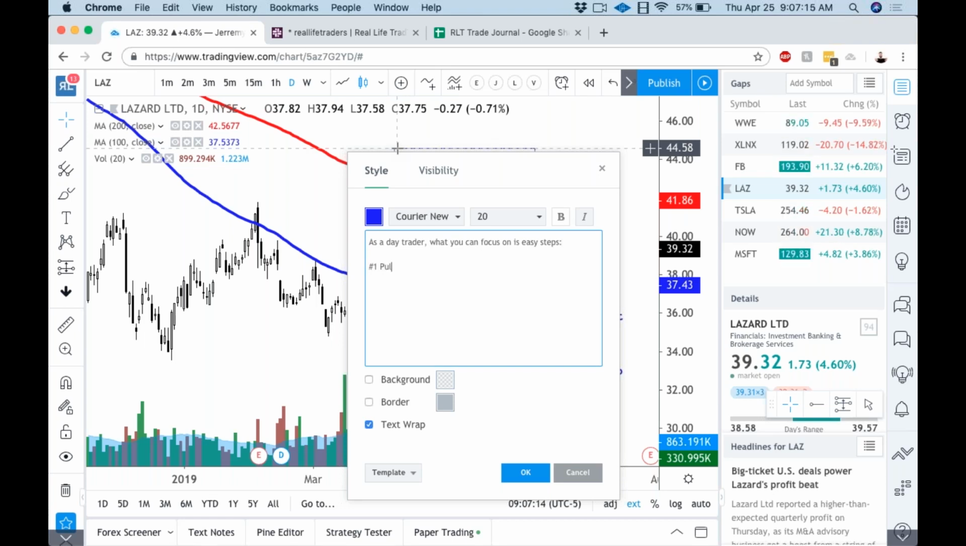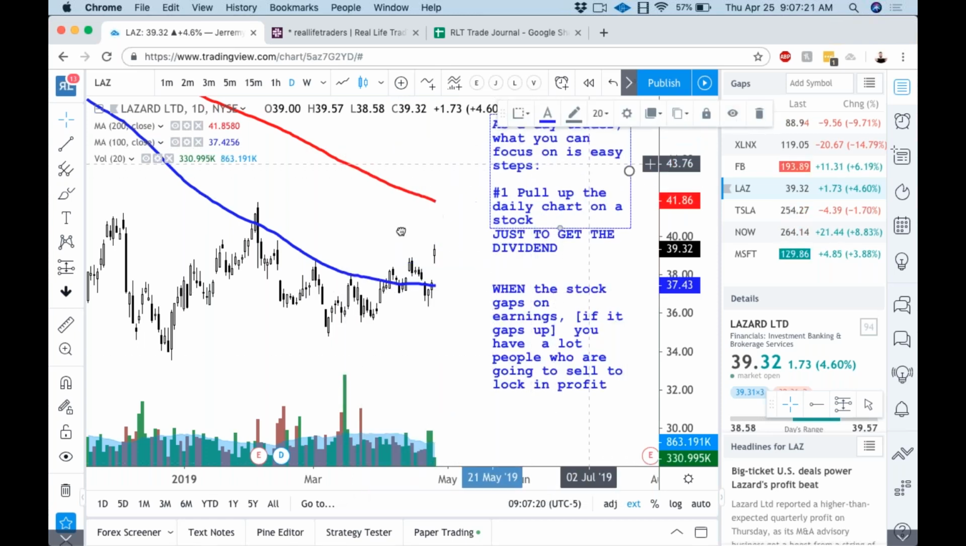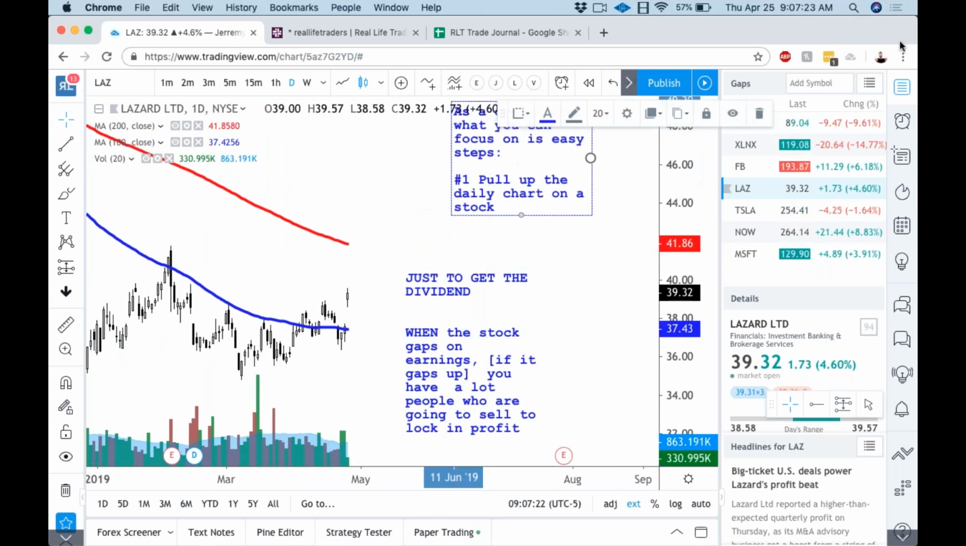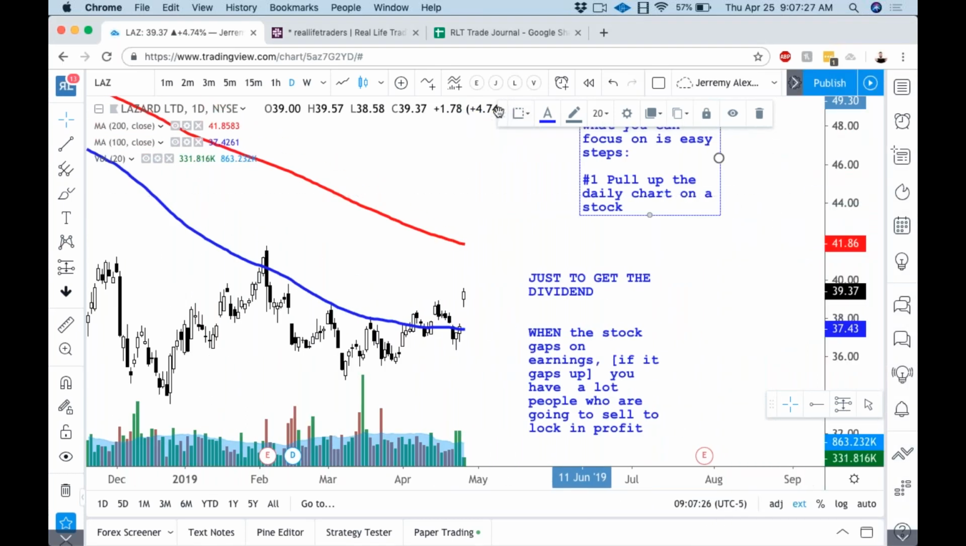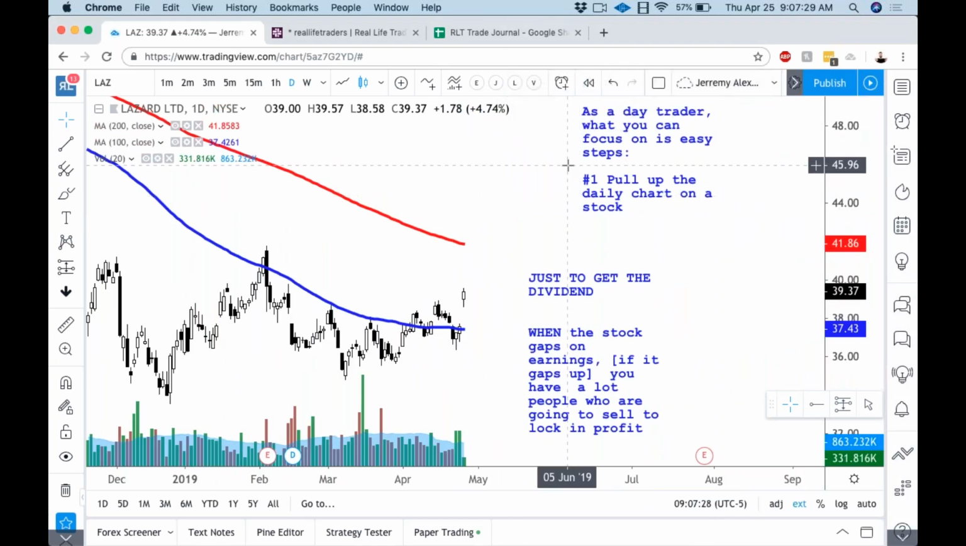Number one, pull up the daily chart on a stock. So we're going to pull up a daily chart on a stock. So this is, again, ticker symbol LAZ. I'll kind of move that over here so we can see it better. So step number one, you're going to want to pull up the daily chart. Now, the market is open right now, so we can actually probably consider and discuss some actual live day trades while the market's open and kind of talk about any gaps that you guys have questions on. We can go and look at them.